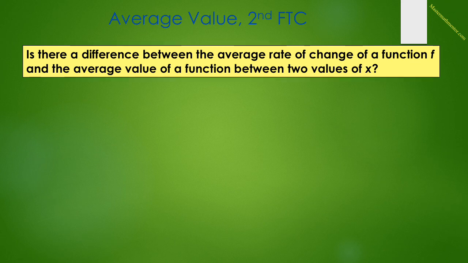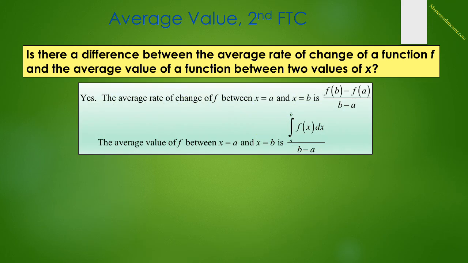Students get confused when thinking about the difference between the average rate of change of a function f and the average value of a function between two values of x. Are they different? Yes, they are different. The average rate of change of f between x is equal to a and x is equal to b is the slope of the secant line, which is f of b minus f of a over b minus a. The average value of f between x is equal to a and x is equal to b is our area under the curve, the integral from a to b of f of x dx, divided by b minus a.